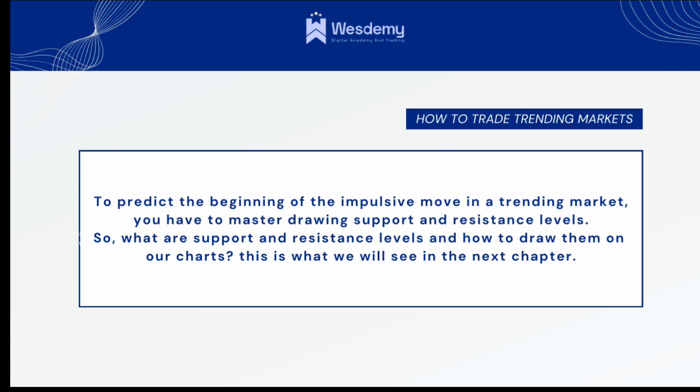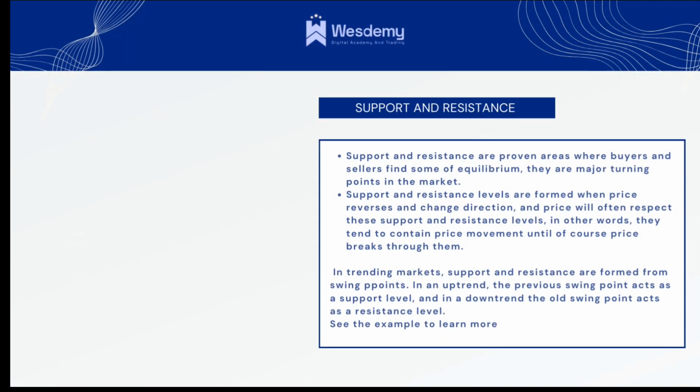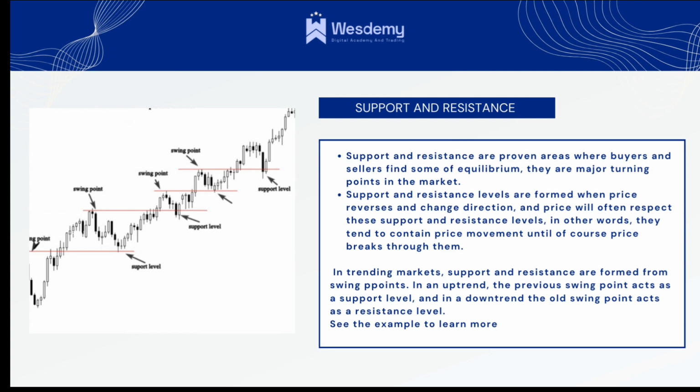All right. In order for you to be able to catch the beginning of impulsive moves so you can trade them well, you have to understand the concept of support and resistance. So let's dive into support and resistance fully. Support and resistance are proven areas where buyers and sellers find some equilibrium. They are major turning points in the market. I explained that earlier in the beginning of this video. Support and resistance levels are formed when price reverses and changes direction, and price will often respect these levels. In other words, they tend to contain price movement until, of course, price breaks through them.